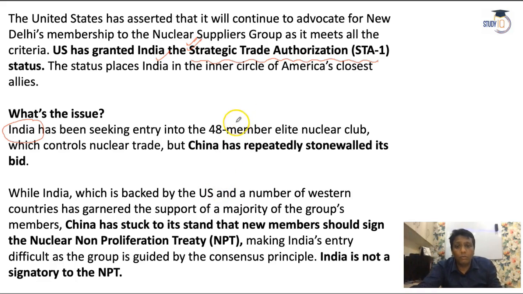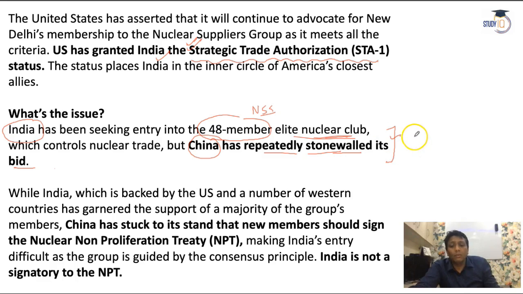A total of 48 members are in NSG at this time, as members of an elite nuclear club. But you know, China always opposes and acts as a stone wall in front of India. This is the reason, guys, India is not becoming a member of NSG. Why this type of problem with India exists, I will discuss with you guys. Not only the US but other Western countries also support India becoming a member of NSG. But China stuck to its stand that new members should first sign the NPT, and later they will allow membership in NSG.